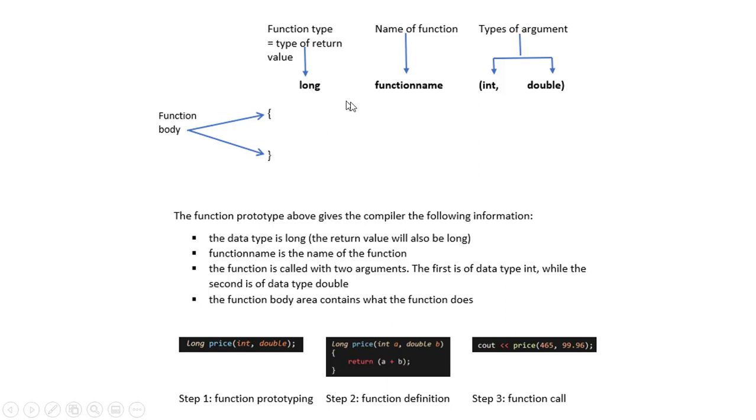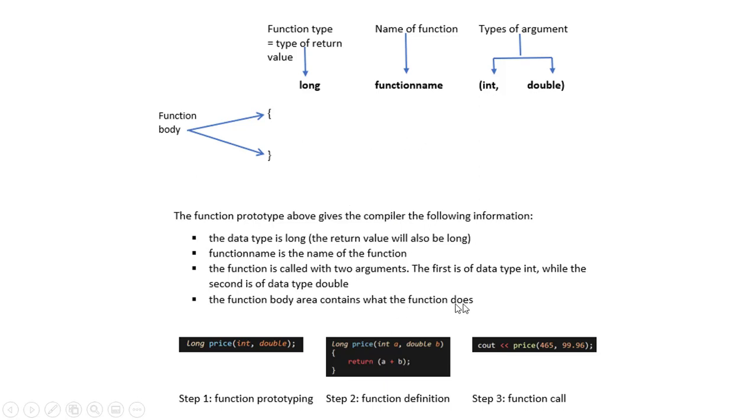The function prototype right here actually tells the compiler some information. That is the data type, which is long here, and the return value, which is also long, and the function name here is the name of the function. The function is called with two arguments here. The first one is of data type int, while the second argument is data type double. The function body, which is here, contains the task that the function is expected to perform.